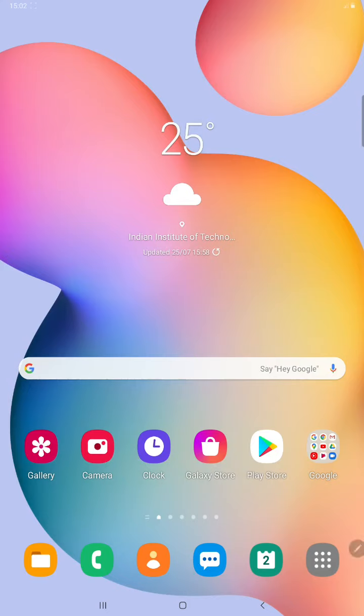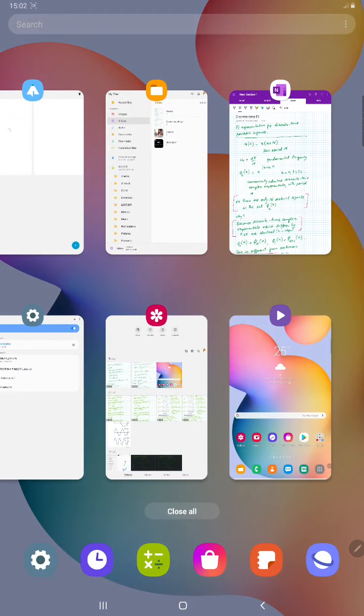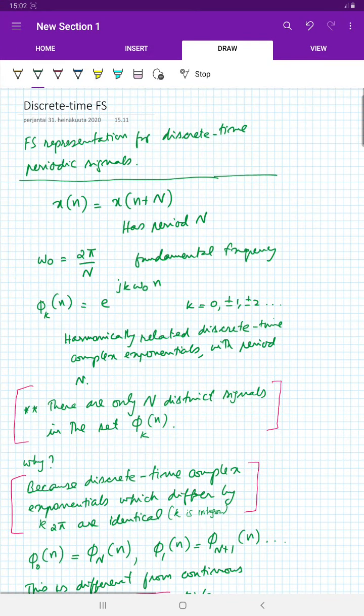Okay, we will continue our discussion on Fourier series. In particular, we will start now looking at discrete time Fourier series. What we have seen so far is for the continuous time signals. Now we will see how periodic discrete time signals can be represented by the discrete time Fourier series.